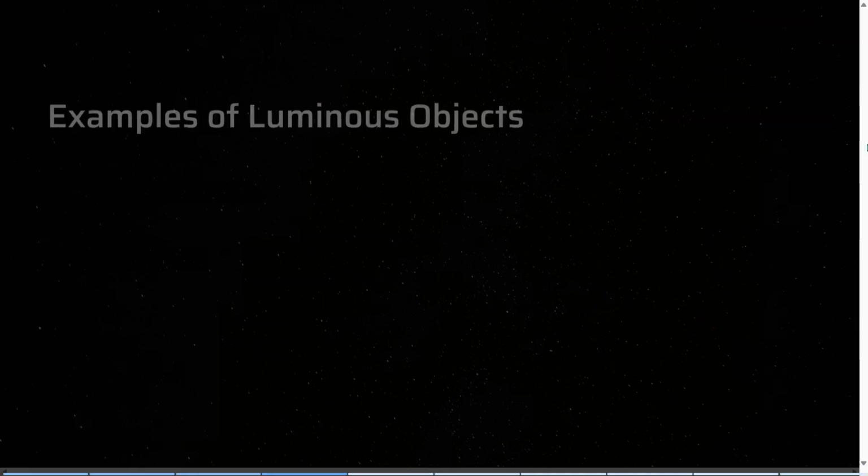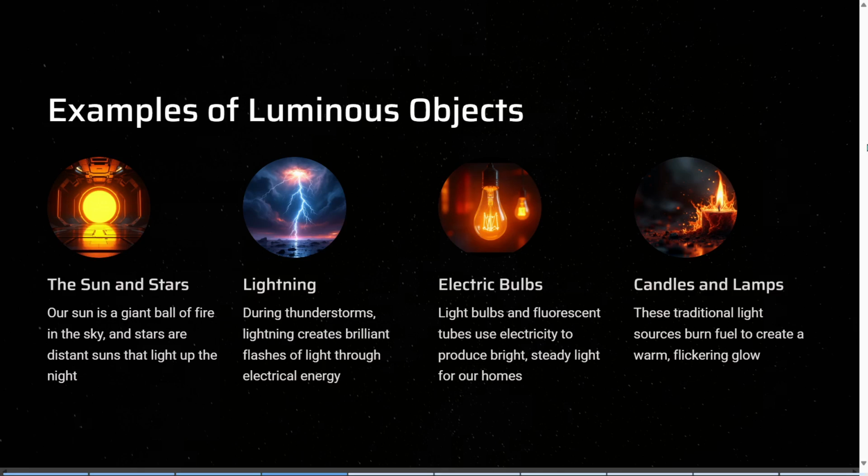Examples of luminous objects. There are many examples of luminous objects. The sun and stars naturally produce light. Lightning also emits bright light during storms. Artificial objects like electric bulbs and candles also produce light when they are switched on or lit.